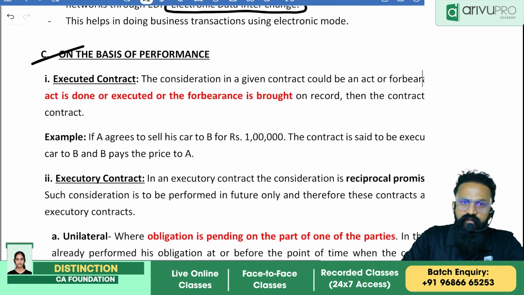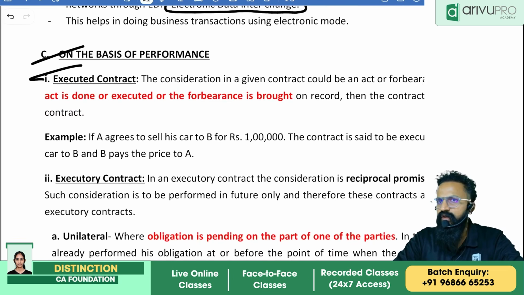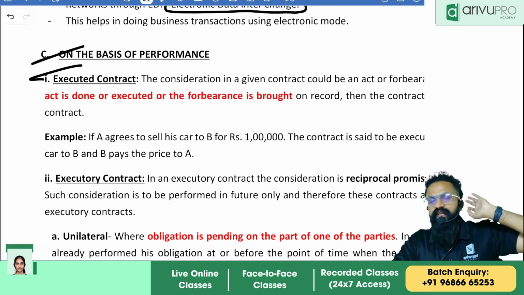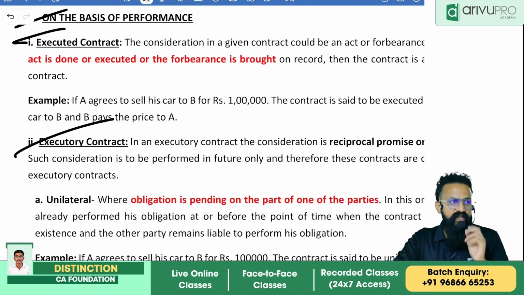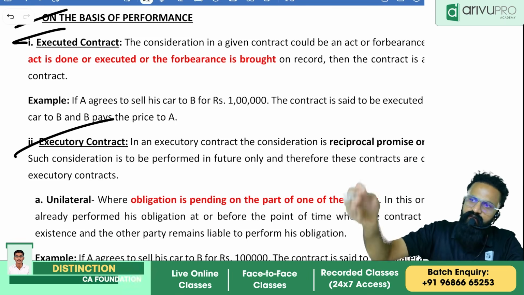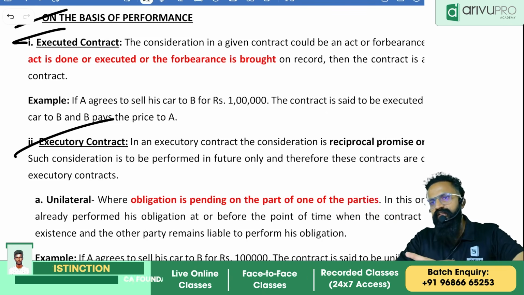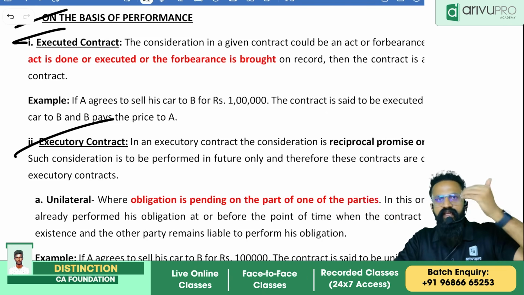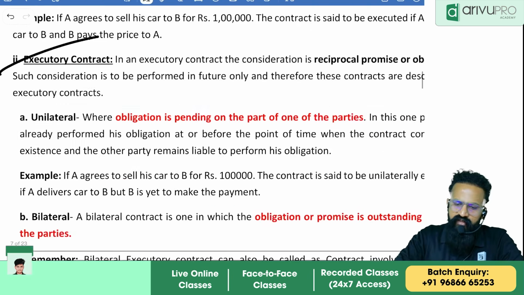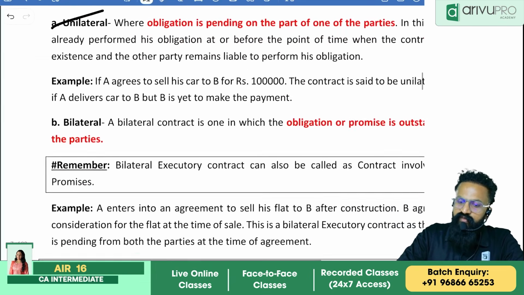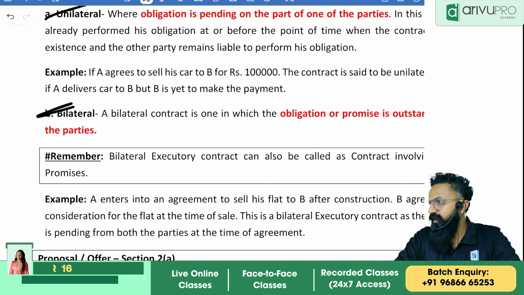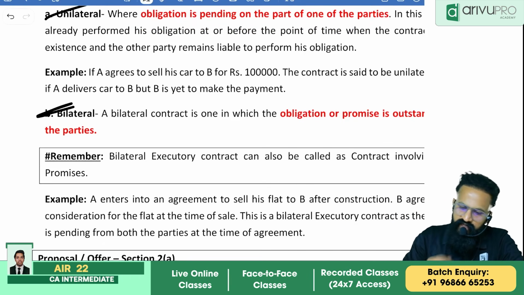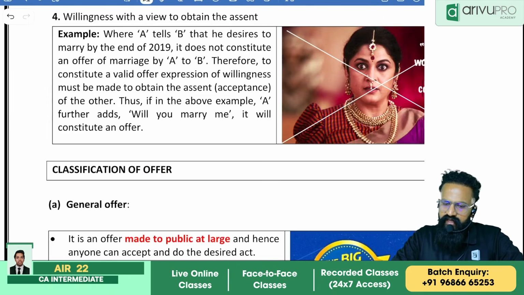On the basis of performance, the contract can be classified into executed contract. Executed is where the obligations of both the parties are done and dusted in the past. Next one is executory contract, when the obligations of a party are still pending. When both obligations are pending, we call it a bilateral executory contract. When only one party's obligation is pending, we call it a unilateral executory contract. A bilateral executory contract can also be considered as reciprocal promises. Okay, done.